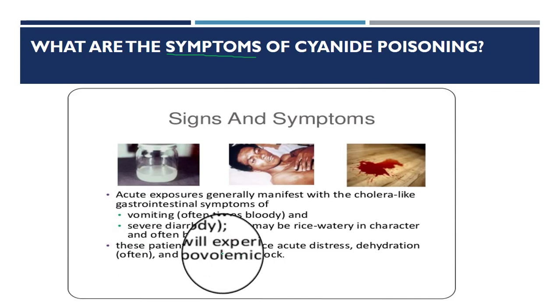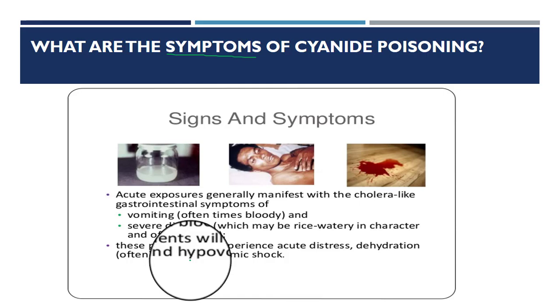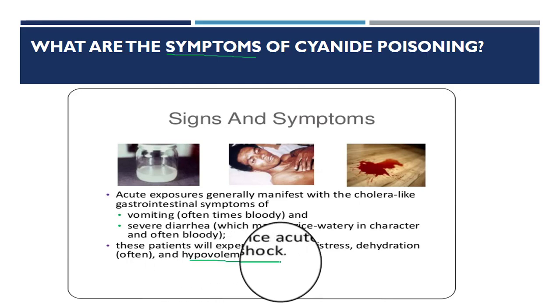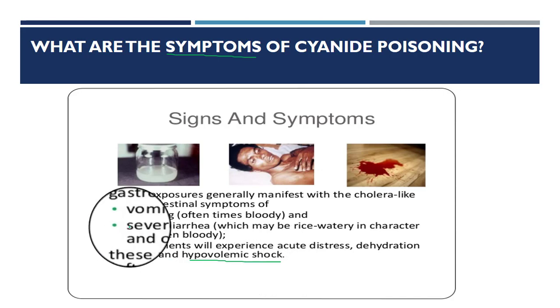However, how severely you are affected by cyanide poisoning depends upon the dose, the type of cyanide, and how long you were exposed. So these are some signs and symptoms of cyanide poisoning that you can observe if you have any doubt that you are suffering from cyanide poisoning.